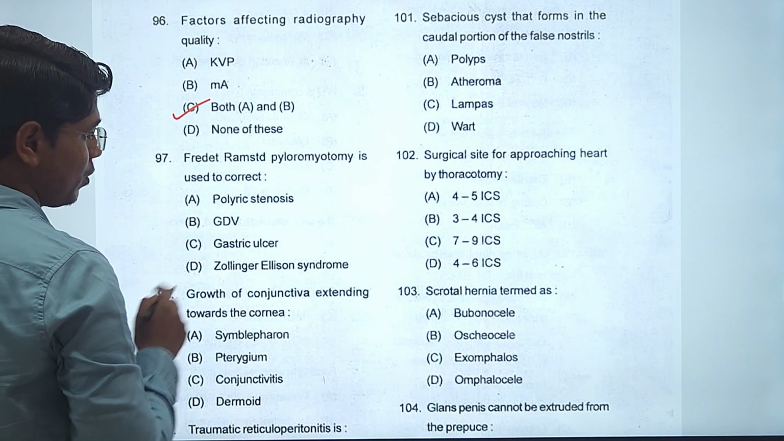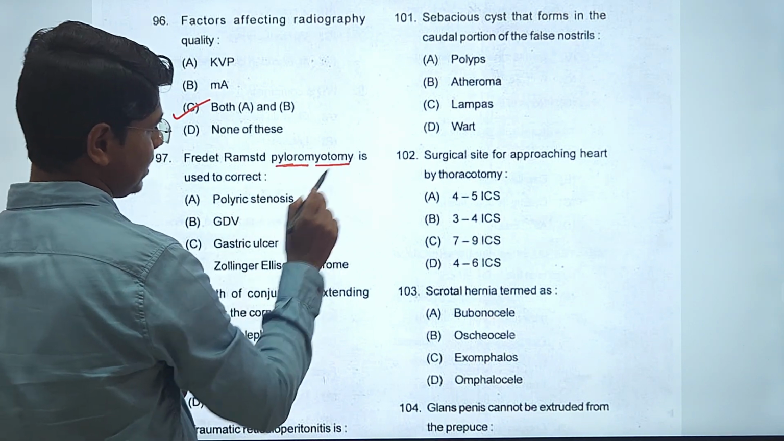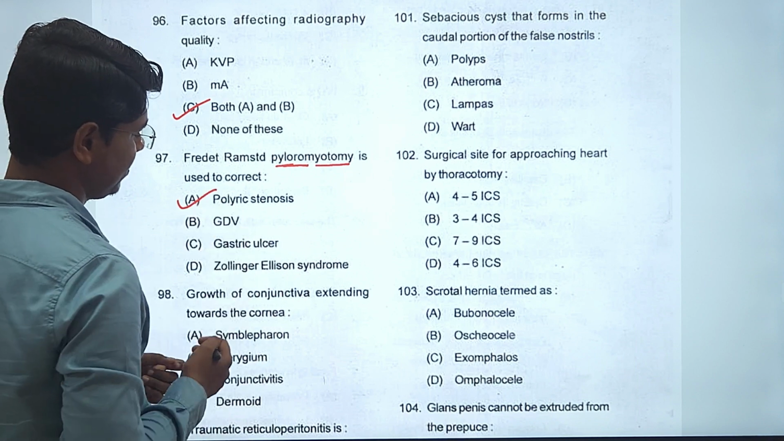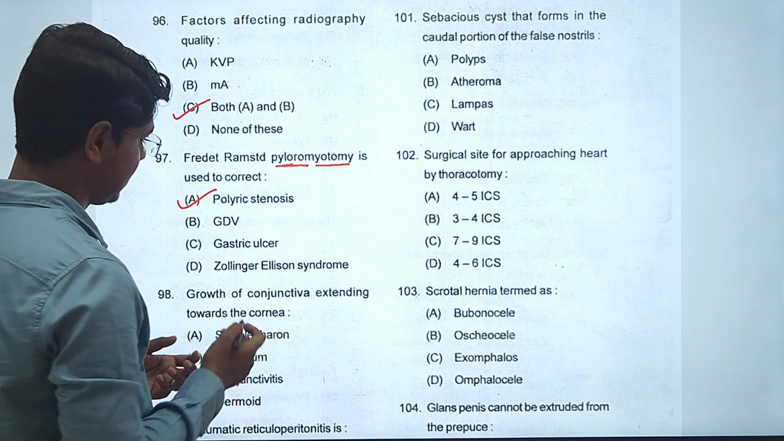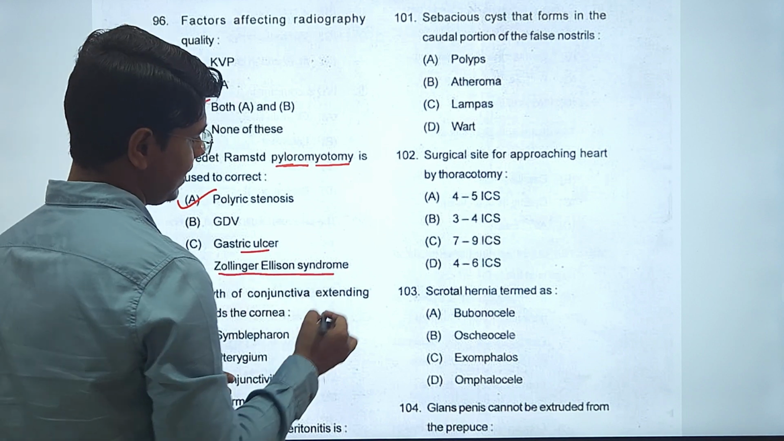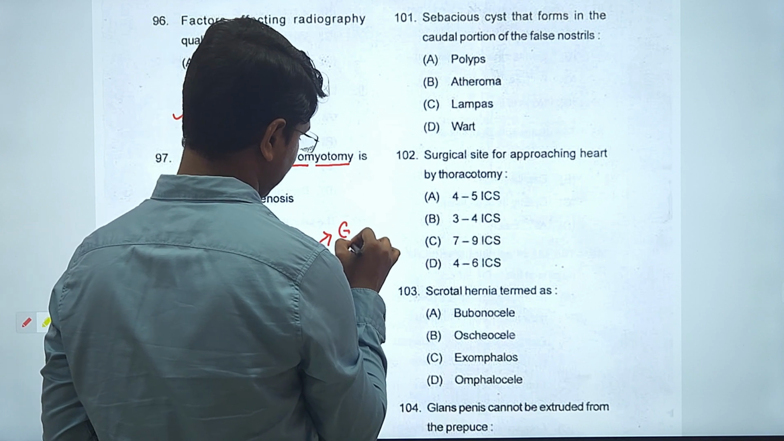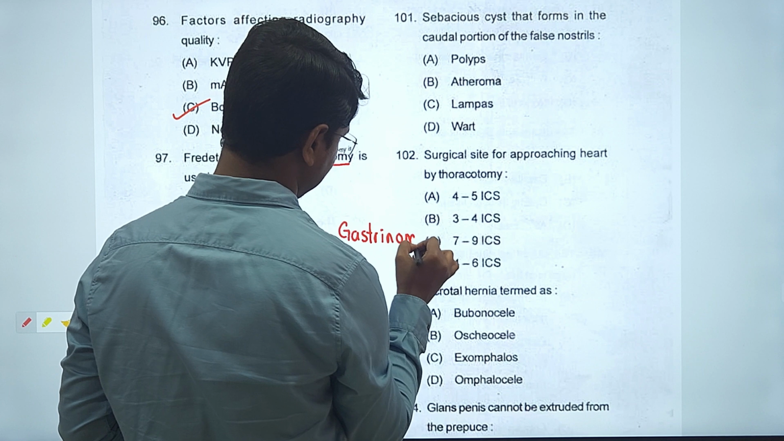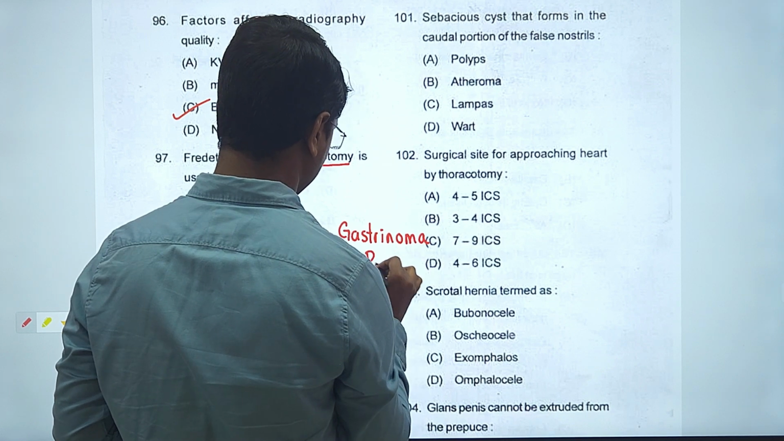Fredet-Ramstedt pyloromyotomy, incision into the pyloric muscles. The answer is pyloric stenosis. GDV, you know, the gastric dilatation and volvulus. Zollinger-Ellison syndrome, it means you will find gastrinomas of the pancreas and upper intestine.